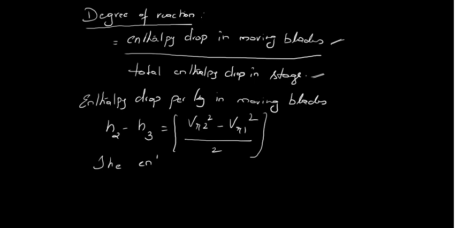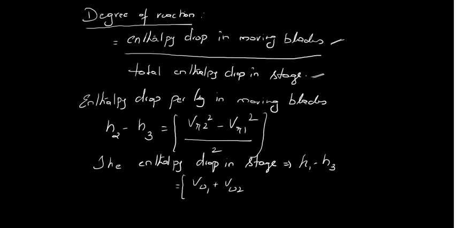Now we will see the total enthalpy drop in the stage. The enthalpy drop in stage, as we said earlier, is from starting to ending. It is H1 minus H3 and it is given in terms of (Vw1 plus Vw2) multiplied by U. Now I have the relation for the enthalpy drop per kg in moving blade and I have the relation for enthalpy drop in the total stage.